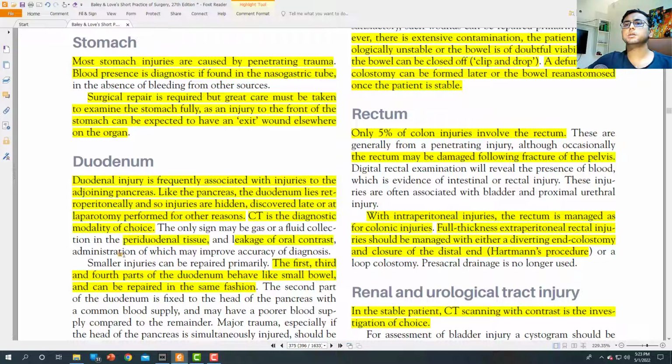To know these points, we must do some contrast imaging, an X-ray. If we see the contrast coming into the peritoneum, it is also a sign of injury. The first, third and fourth parts of the duodenum behave like small bowel and can be repaired in the same fashion. Okay, not the second part; first, third and fourth.